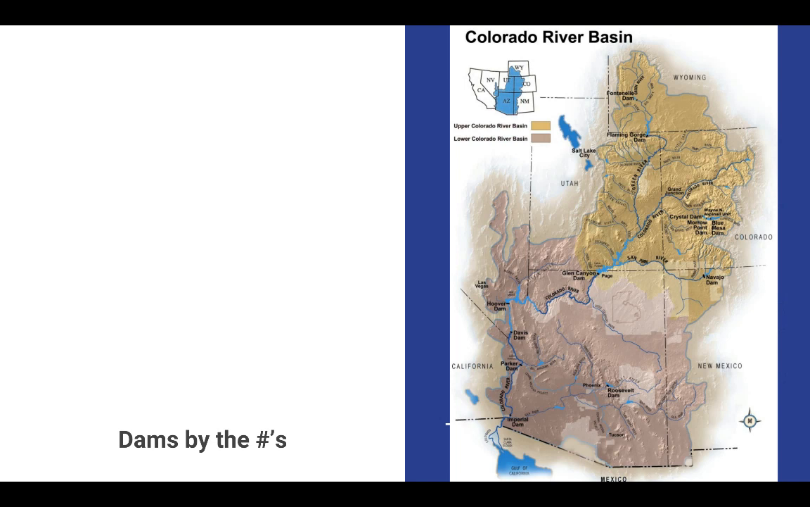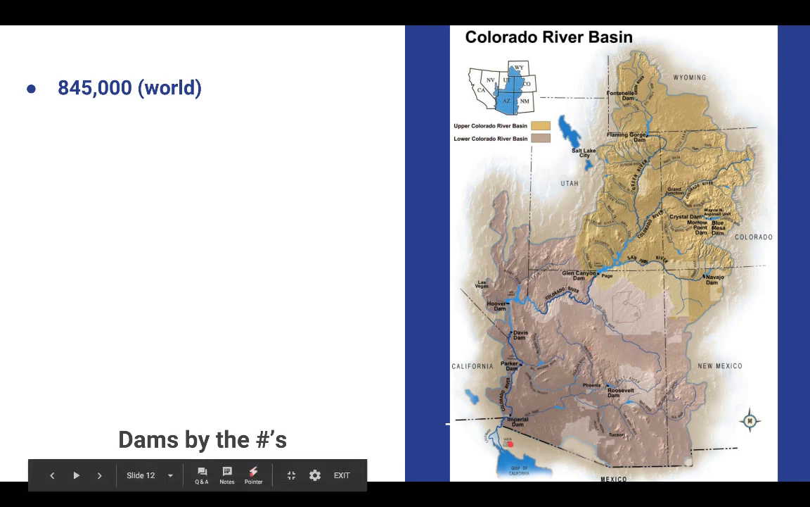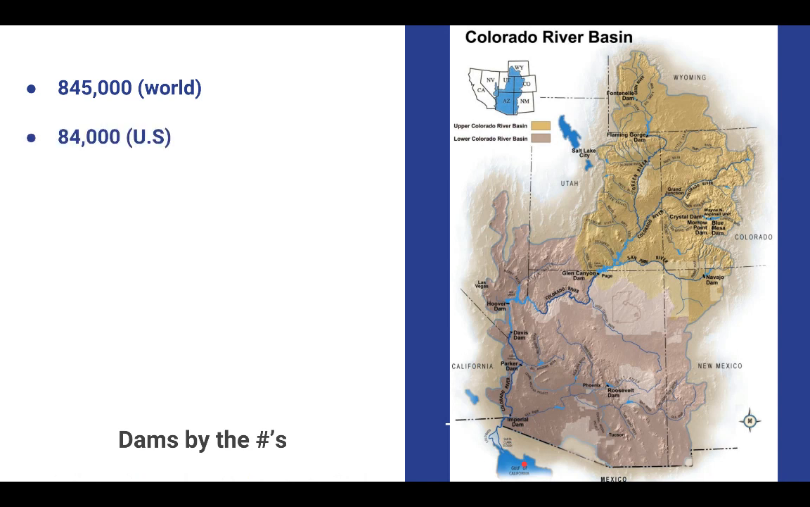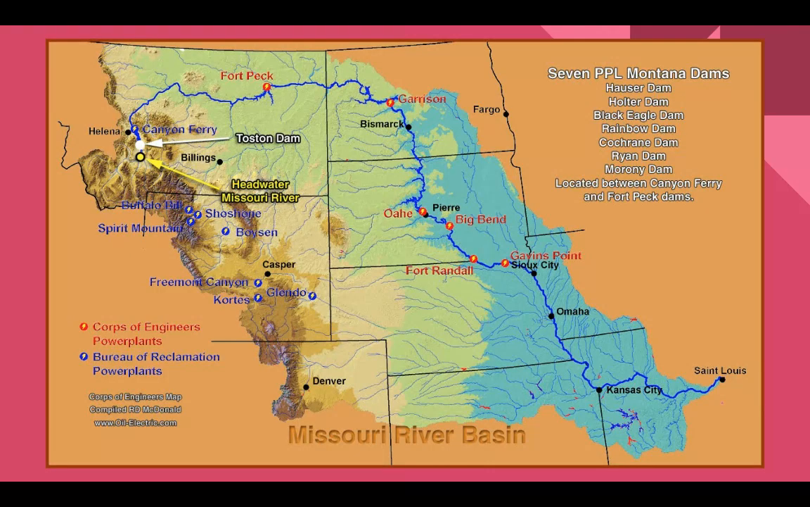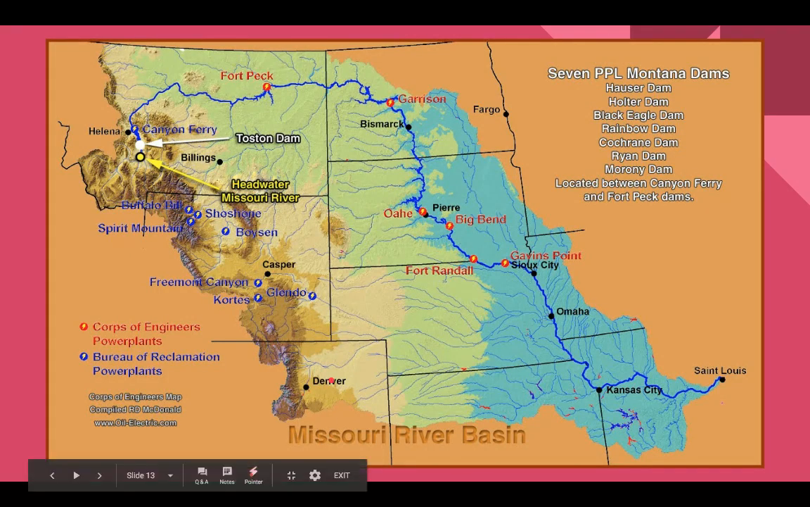So, dams by the numbers. If we look at the Colorado on the right and how often it's dammed, you can see starting from up in Wyoming, we have dams from where it starts all the way to where it empties into the Gulf of California. As of 2013, there are 845,000 in the world, 84,000 in the U.S., with the Missouri being the largest reservoir system, storing 24 trillion gallons of water. And we can see here the Missouri River starting all the way up in the mountains in Montana.